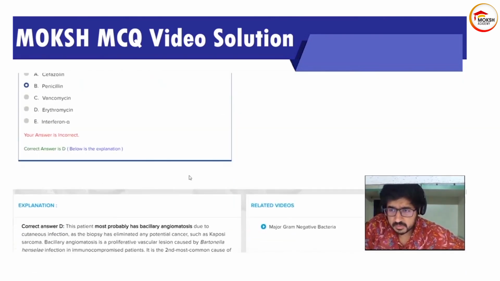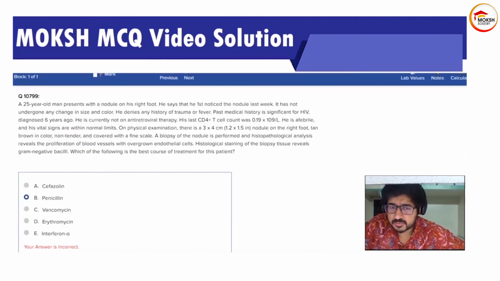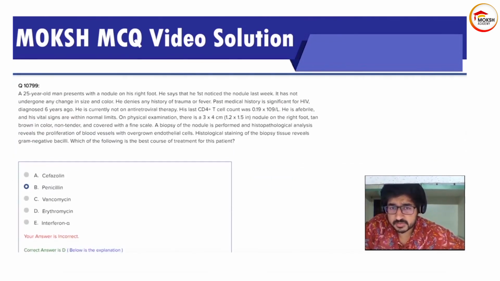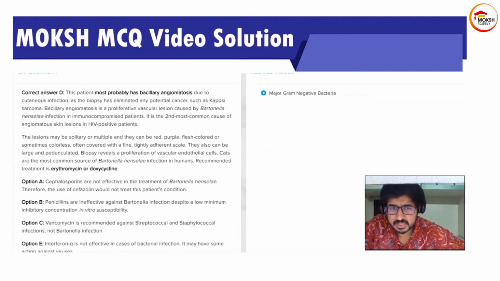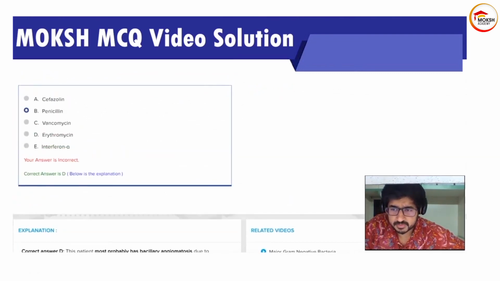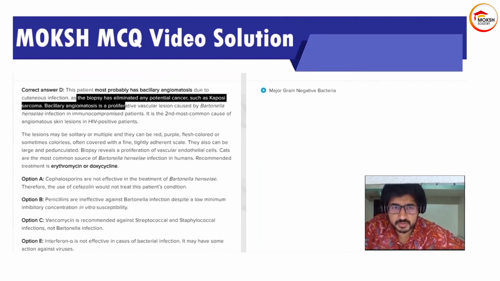There is one differential diagnosis which is very confusing, and they usually try to test it out in some way or the other. But here, since it's mentioned gram-negative bacilli, you could easily rule it out. Otherwise, there is one thing which can be confused with bacillary angiomatosis. Anyone would like to give me an answer? It is basically Kaposi sarcoma. It is mentioned over here.